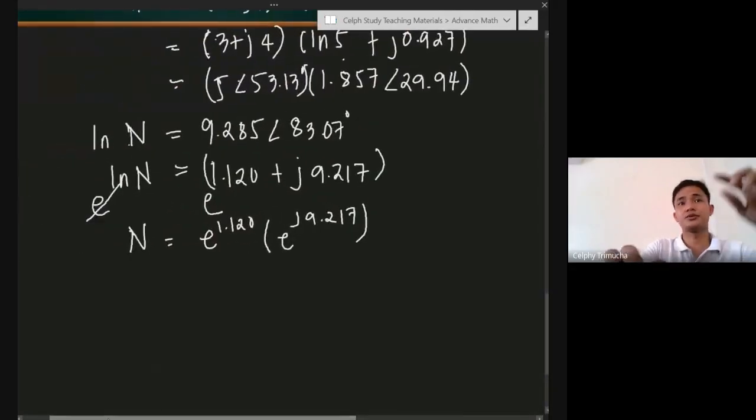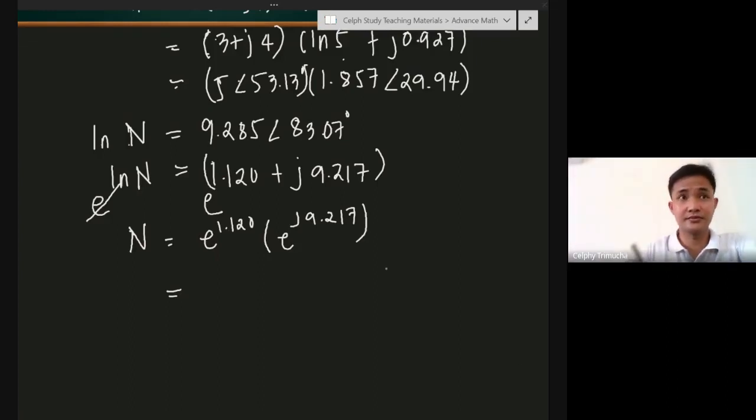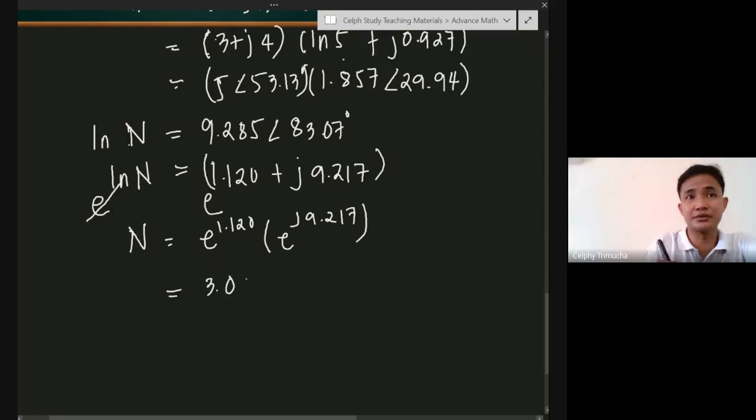Okay, so that is our answer. Let's simplify. e raised to 1.120 equals 3.065. Then for our angle, we can express 9.217 as an angle.